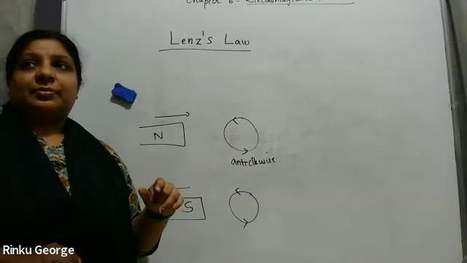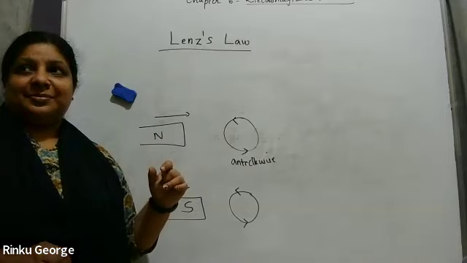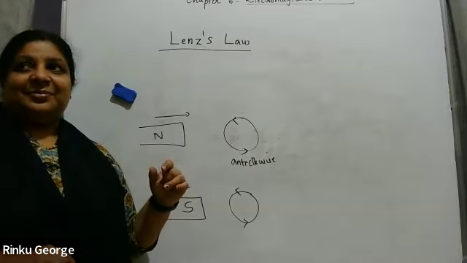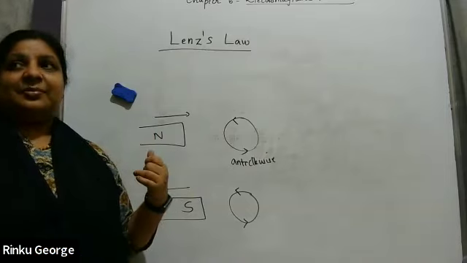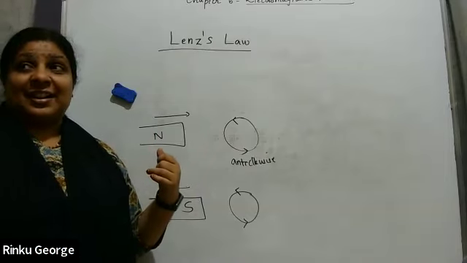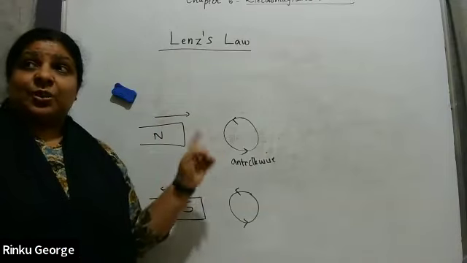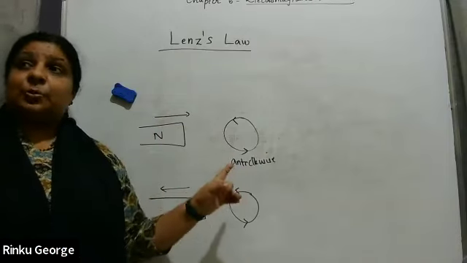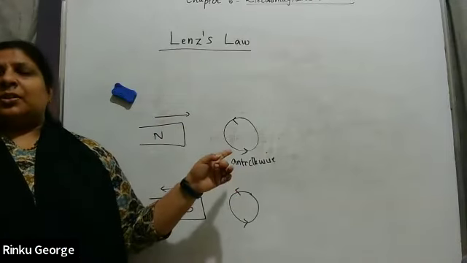According to this law, the induced EMF is such that it produces a current, an induced current. It produces a current such that it opposes the flux that produces it.